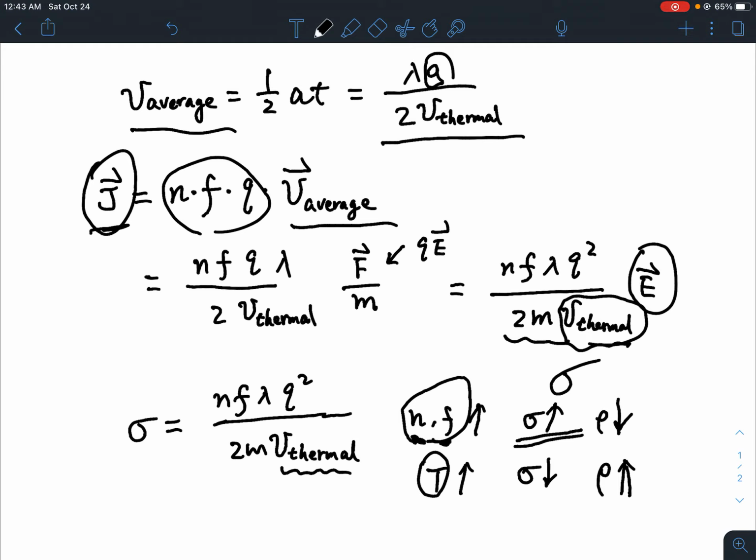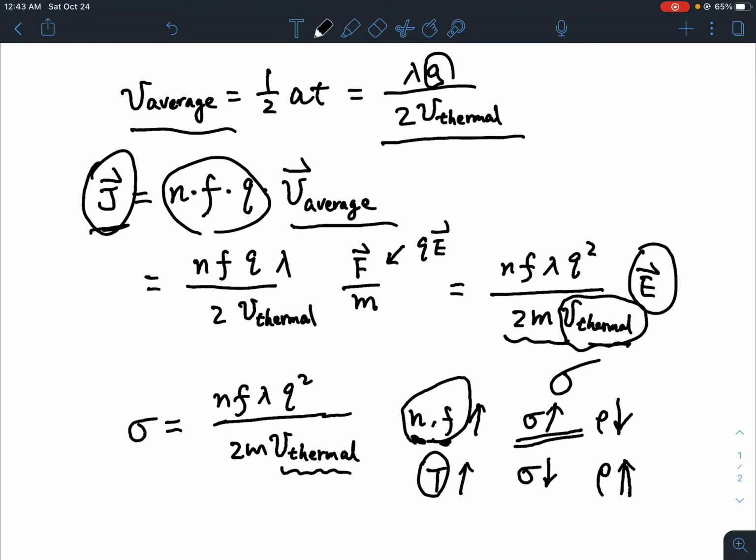This is sigma, and this rho will increase. You can also see this from the model that I described here. We have an electric field applied, so we have an electric force trying to accelerate the electrons. But these electrons, as you can see, will collide with molecules and then lose energy.